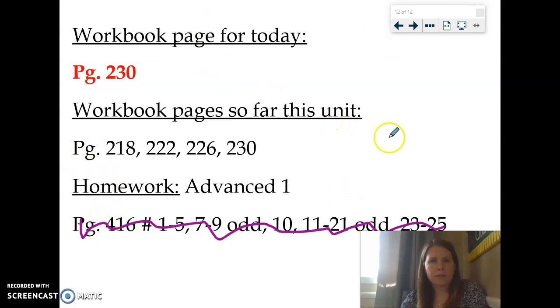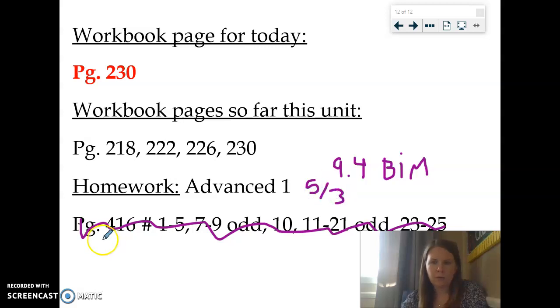So workbook is there for you for extra practice, but then you're going to have 9.4 then on Big Ideas Math, and that's going to be due on the Sunday here, which is the 3rd of May, okay? Again, make sure you're getting that homework done. Very important. Your grade will suffer if you're not getting it done, all right?